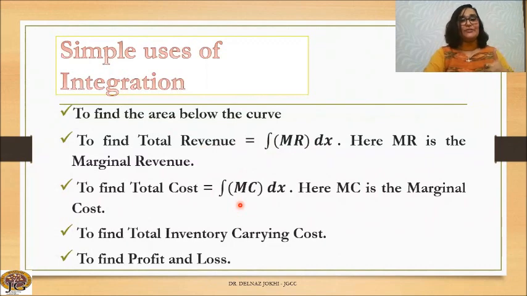So first use, area below the curve, we all know that. Second use, total revenue. Third use, total cost. Now, if you are a student of commerce, or maybe you're working in a company as a manager, many times it becomes very vital to find out the total inventory carrying cost. Integration helps you find out the total inventory carrying cost also.